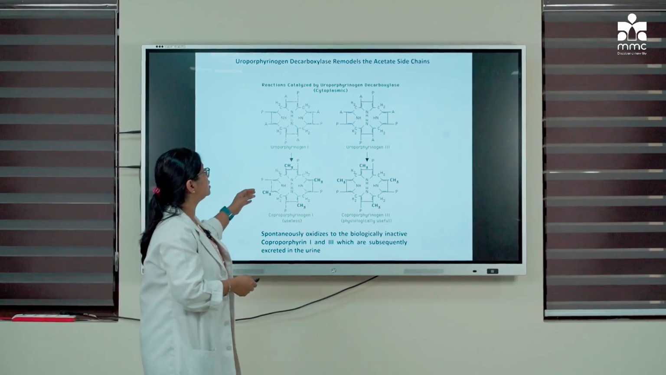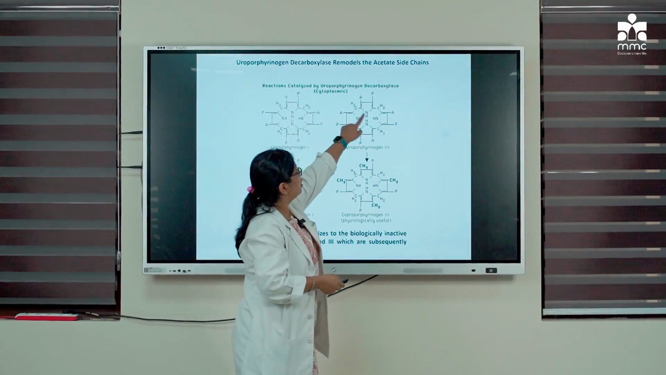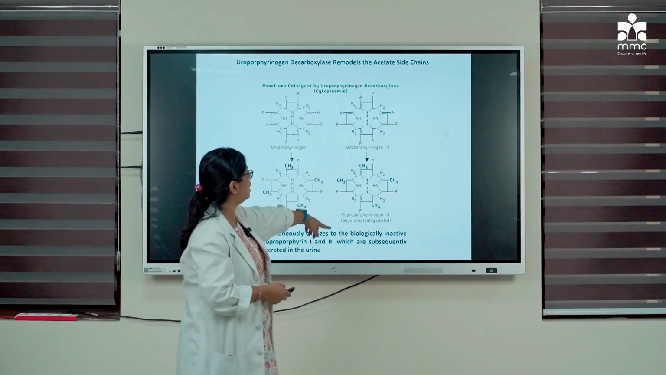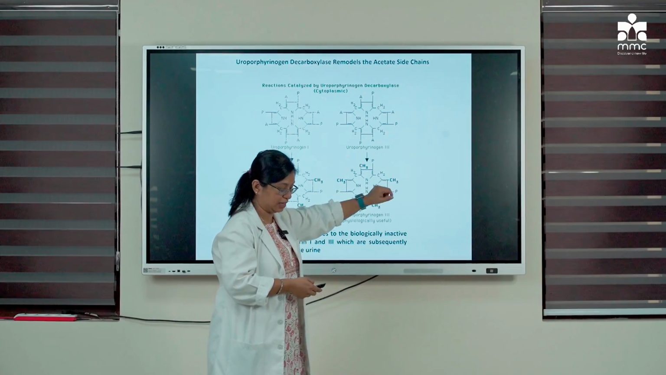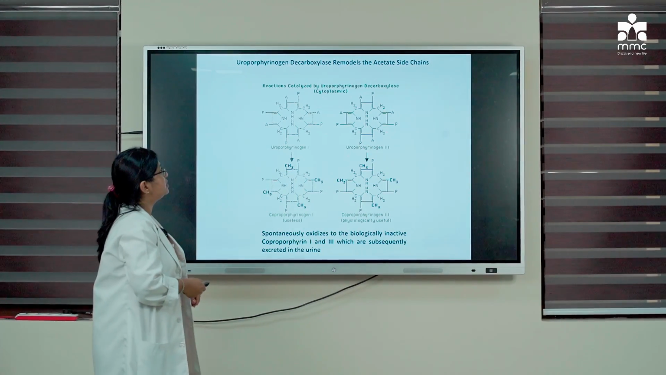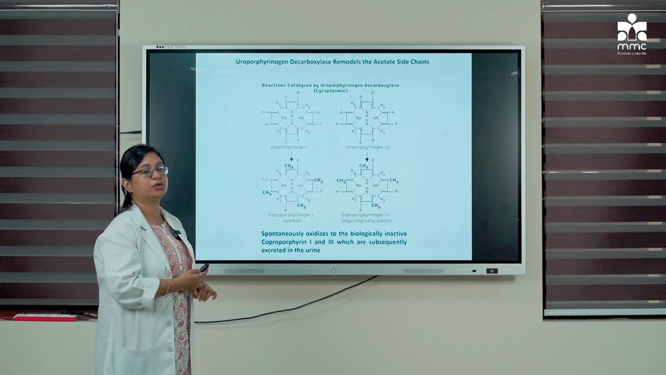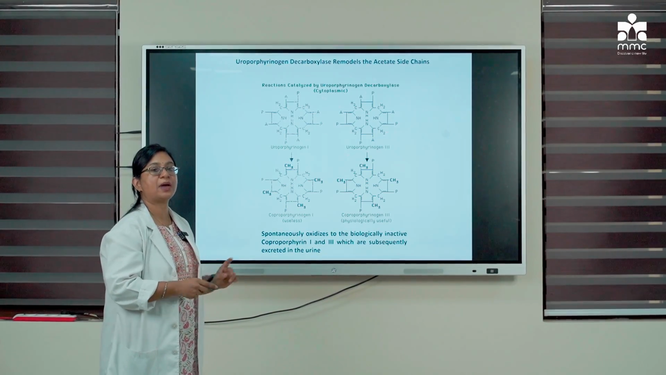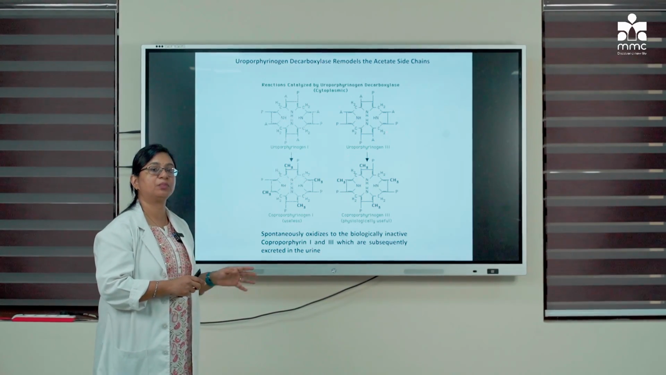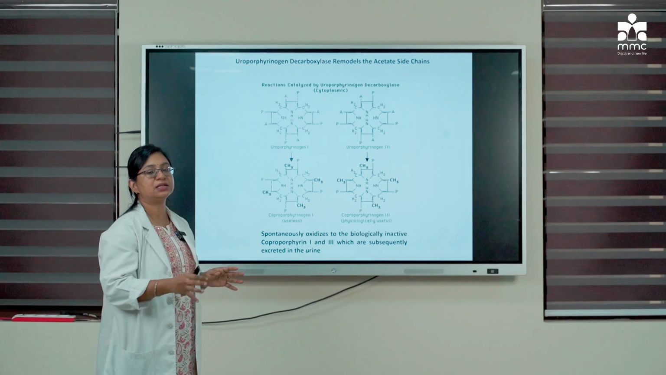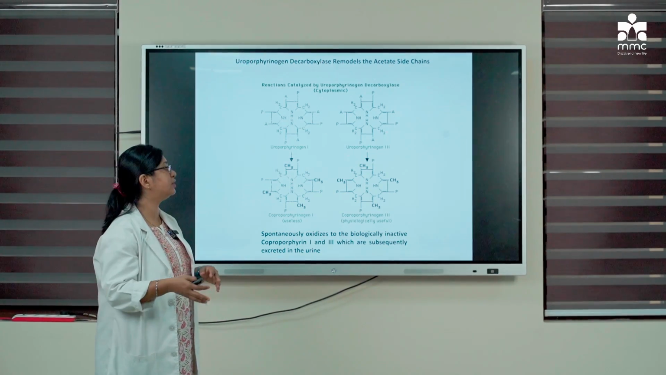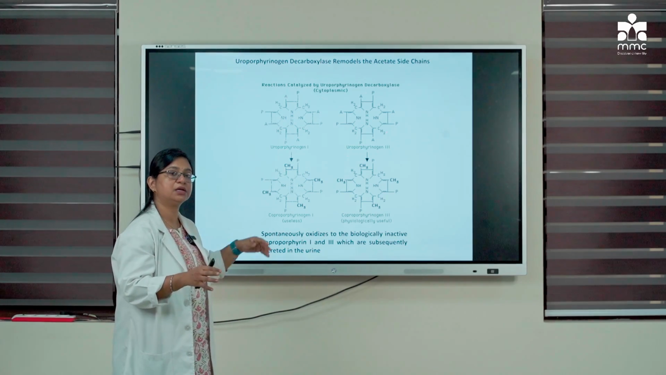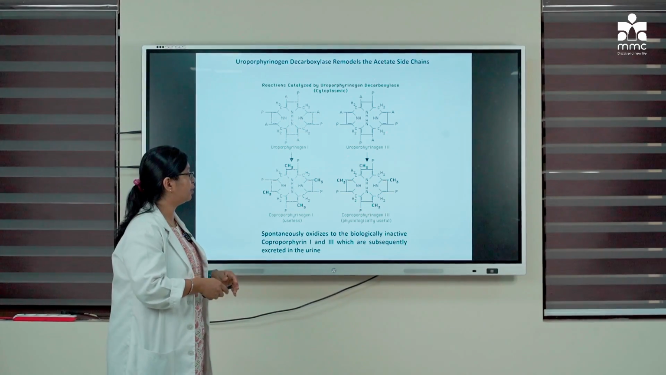So, here as you can see, there are 4 acetyl groups, and the 4 acetyl will get decarboxylated and replaced with a methyl group. And after this step, once coproporphyrinogen 3 is synthesized, it goes back to the mitochondria. So, the first step took place in the mitochondria, the second, third and fourth steps took place in the cytosol. After the formation of coproporphyrinogen, it goes back into the mitochondria.